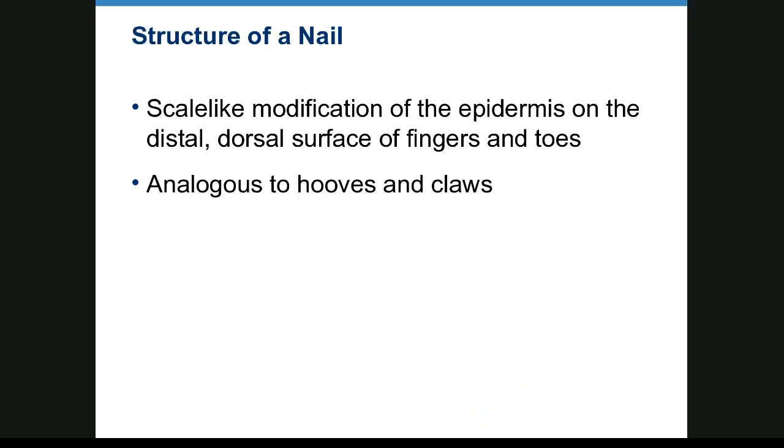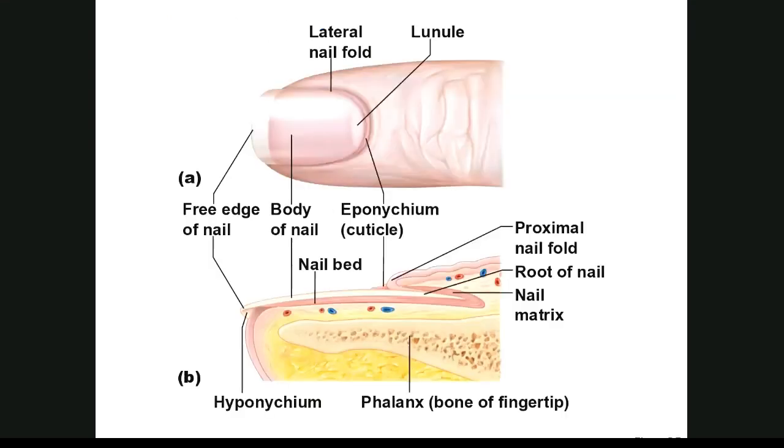Okay, fingernails. These are modifications of the epidermis on the dorsal surface of the fingers and toes. These are analogous to hooves and claws in animals. Here are the parts. This is the hyponychium under here.